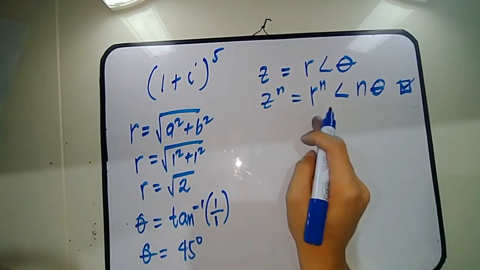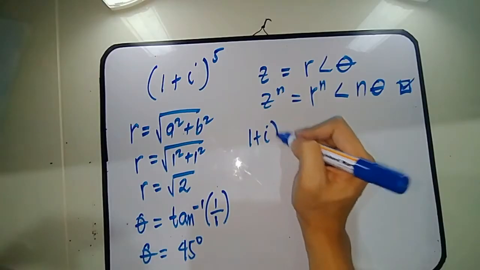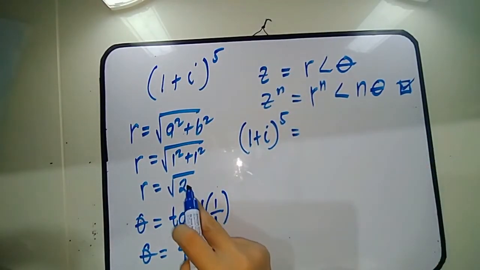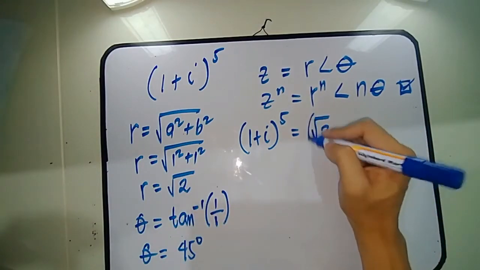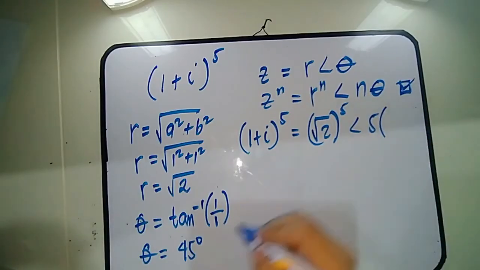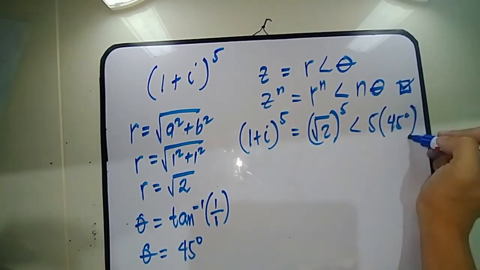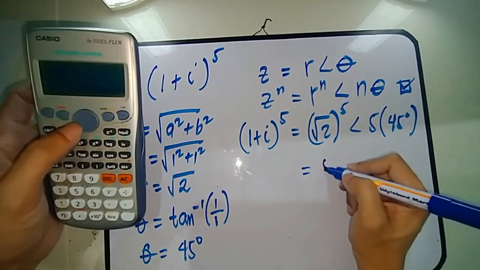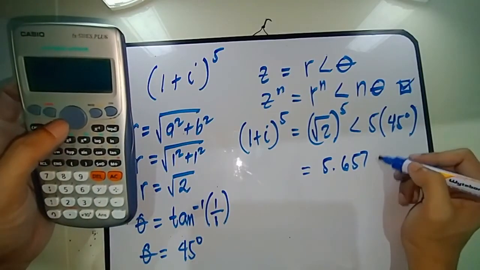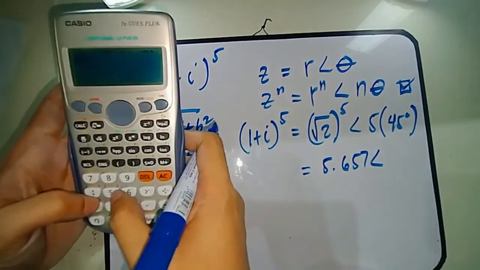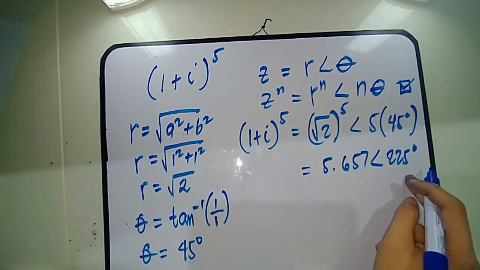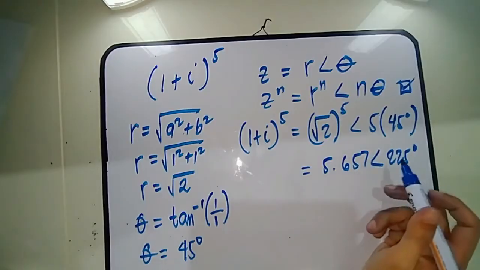Then here, substitute natin siya guys. Therefore, 1 plus i, imaginary number natin, raised to 5, is just equal to your r, square root of 2 raised to 5, angle 5 times theta. Theta is 45 degrees. So this is 5.657, and the angle niya is 45 times 5, this is 225. Then that's the time na i-convert natin siya guys to rectangular form.